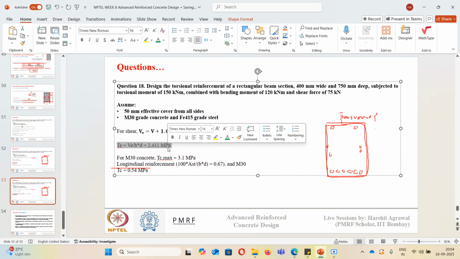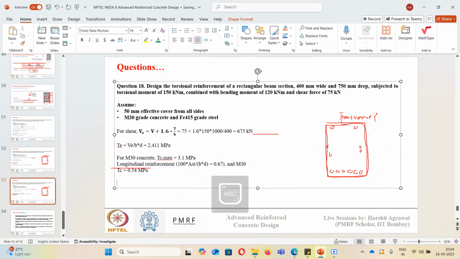Since the shear strength of concrete is not enough to resist this equivalent shear, we need to design for shear reinforcement. So what we'll do, we will assume Asv. Let's take 12 mm diameter two-legged stirrups. So Asv will come out to be 2 into 3.14 into 6 into 6, which is 226.08 mm².